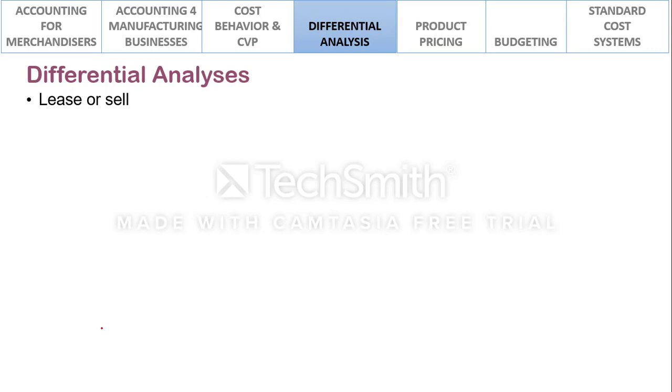Should I make or buy? Should I replace or keep? Do I process further or do I sell this item as is? Do I accept or do I reject a special price offer?